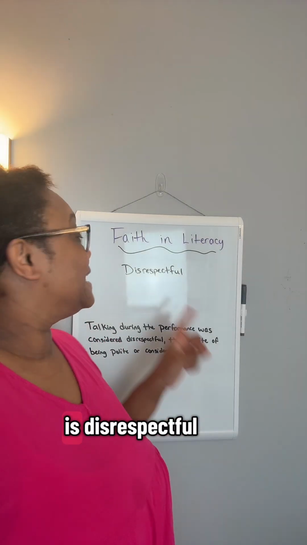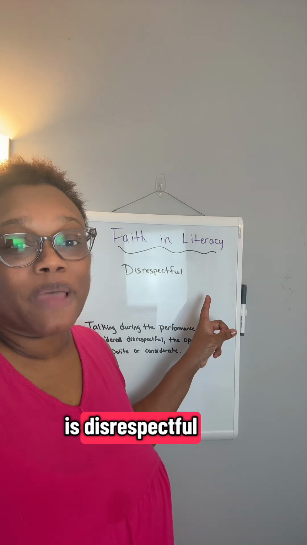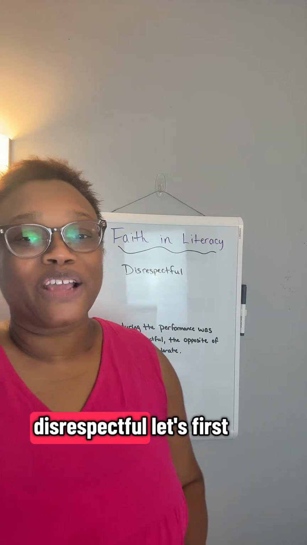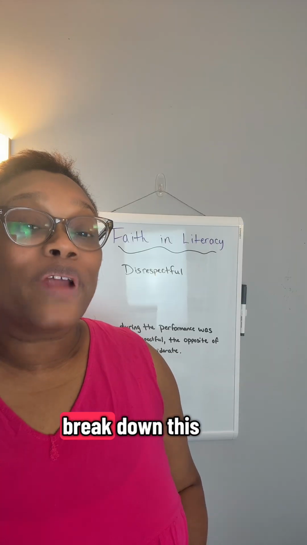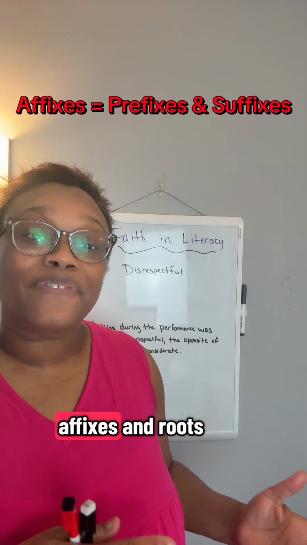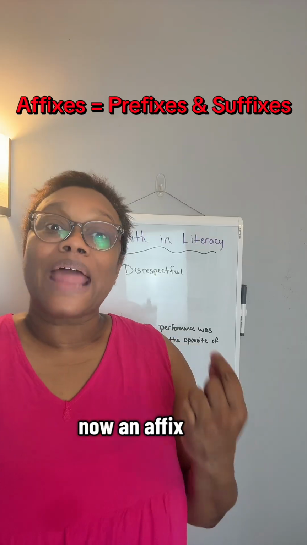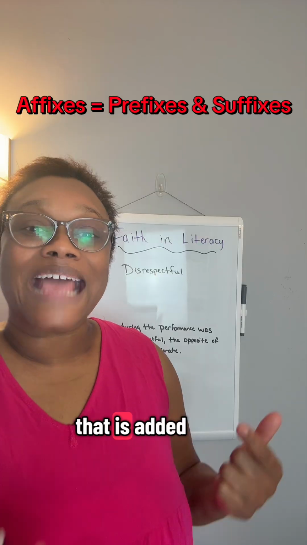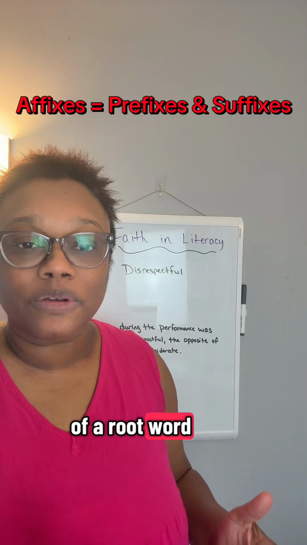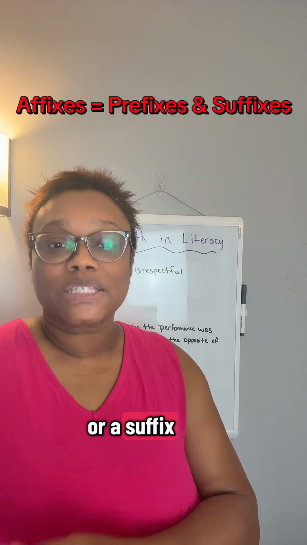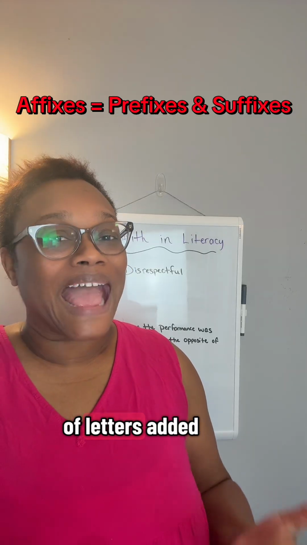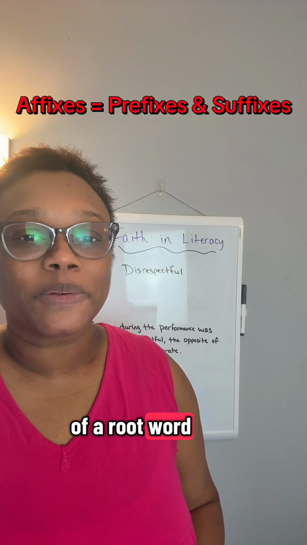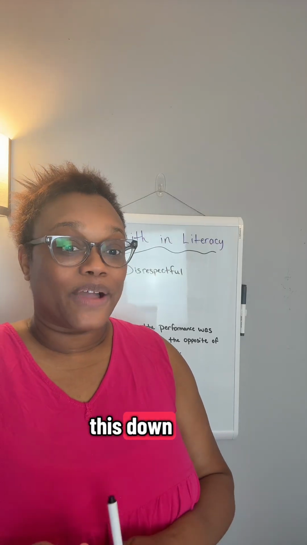Our next word is disrespectful. Let's first break down this word into its affixes and roots. Now, an affix is either a prefix, which is a letter or group of letters that is added to the beginning of a root word, or a suffix, which is a letter or a group of letters added to the end of a root word. Now, let's break this down.